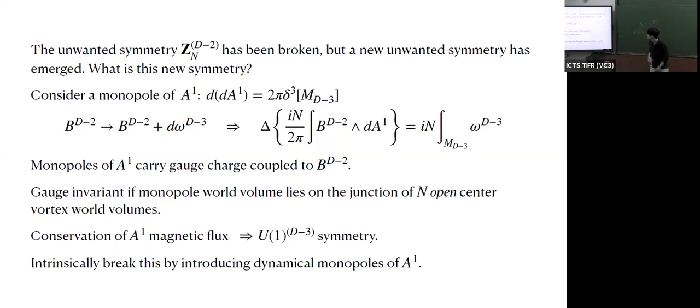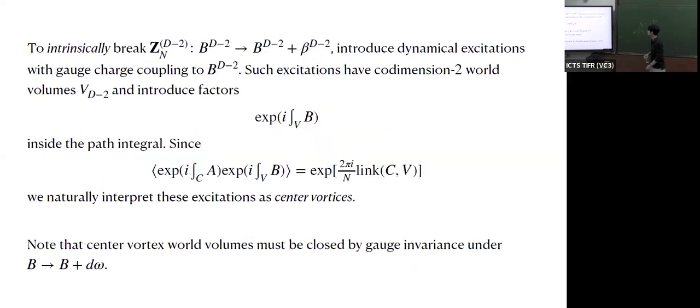So there is the original symmetry, B shifted by beta. Yes, that you have broken. That we have broken, exactly, by coupling to center vortices. B plus d omega is simply a gauge transformation. So B plus beta is a global symmetry, but B plus d omega is a gauge symmetry. Yes, exactly.